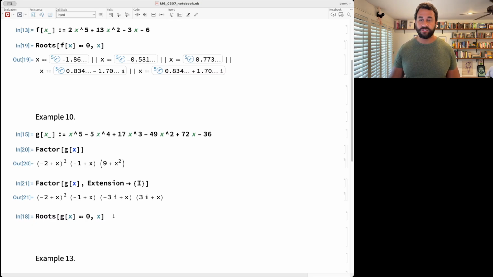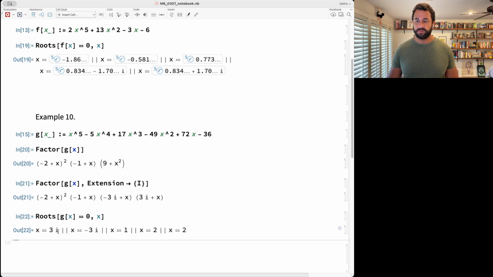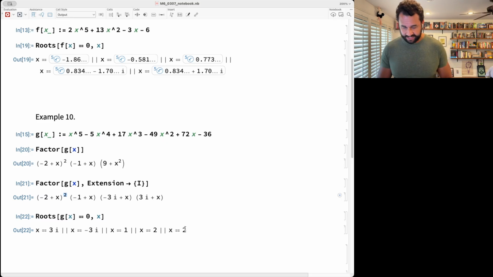Or we can have Mathematica do it directly, and it just lists them all out. X equals 3i, or x equals -3i, or x equals 1, or x equals 2, and it doubles it because the multiplicity of this root is 2. There it is. So it lists them all out. Pretty cool technology, huh?